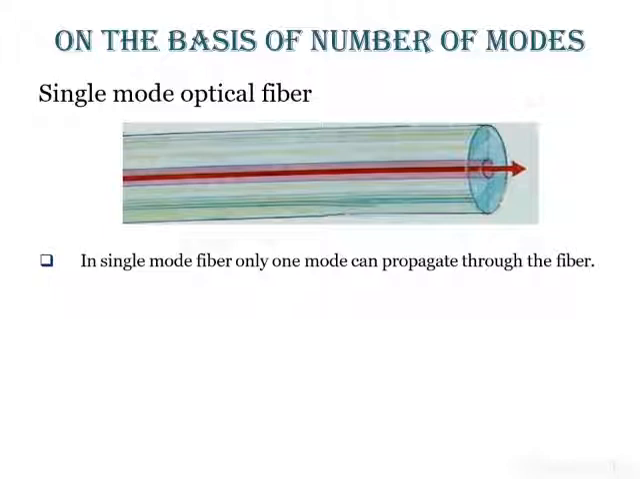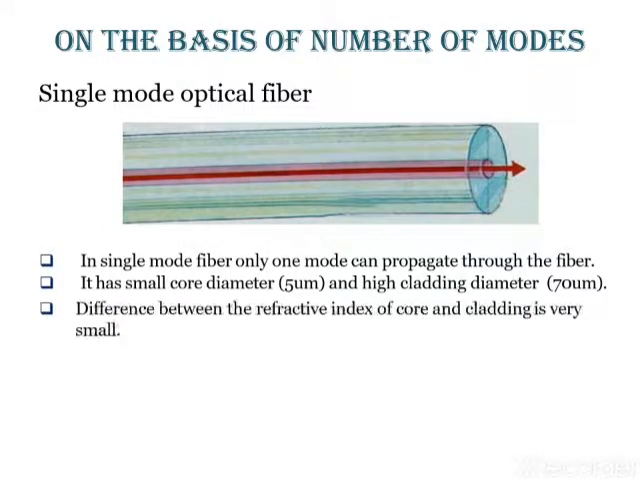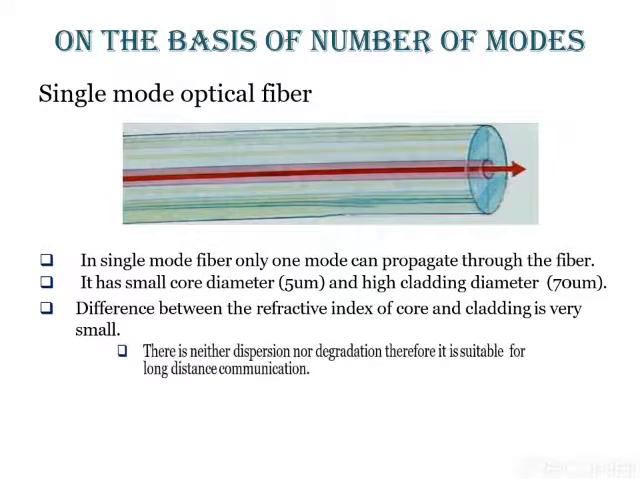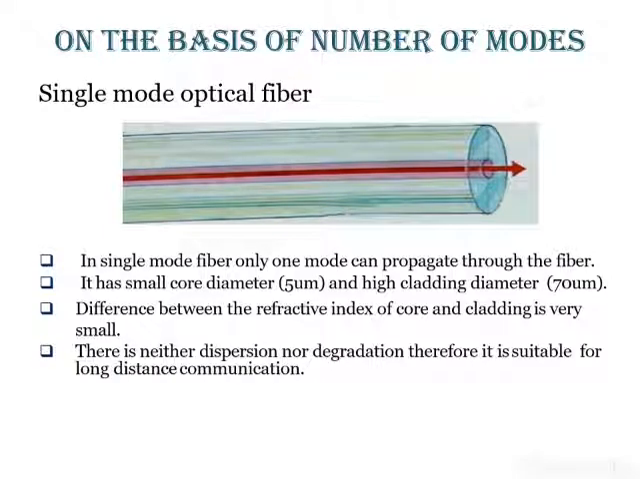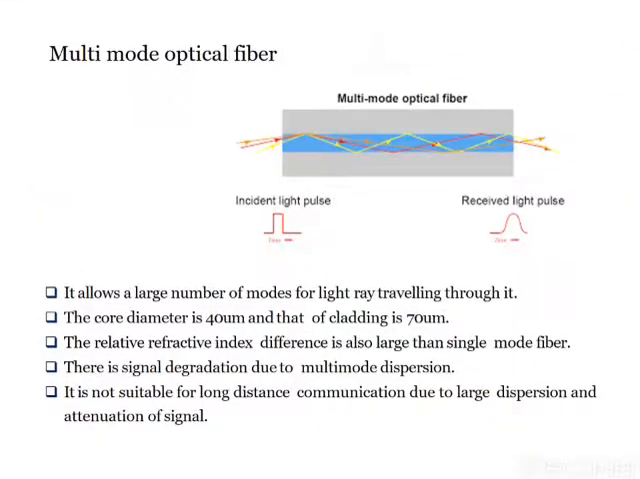In single mode fiber, only one mode can propagate through the fiber as shown in the figure. It has small core diameter, 5 micrometer, and high cladding diameter, nearly 70 micrometer. The difference between the refractive index of core and cladding is very small. There is neither dispersion nor degradation. Therefore, it is suitable for the long distance communication. The light is passed through the single mode fiber through laser diode.